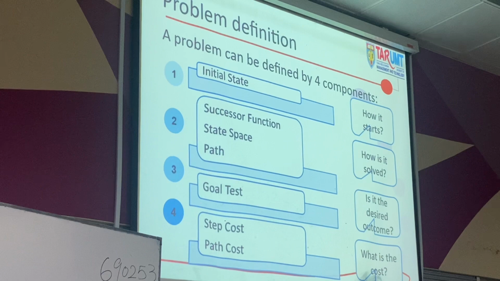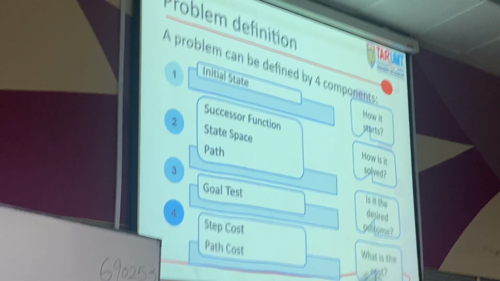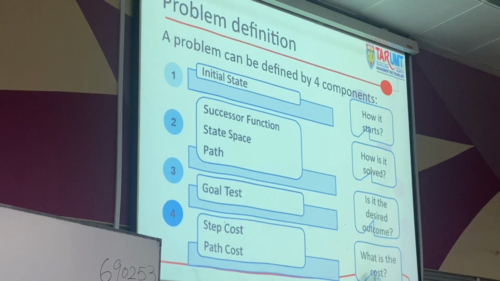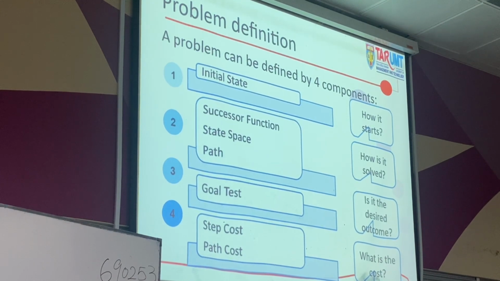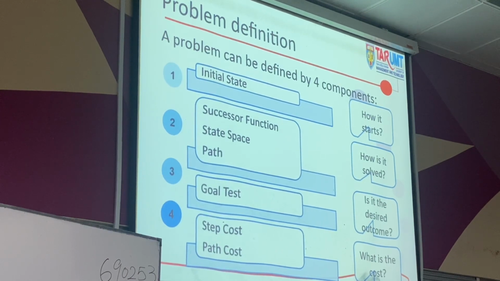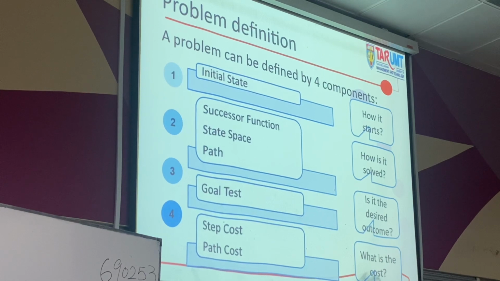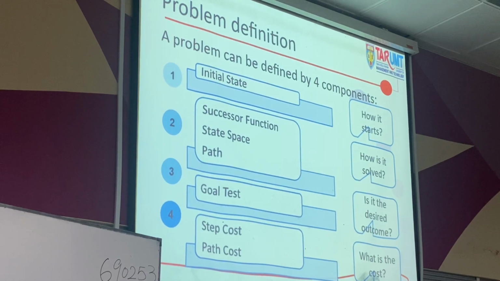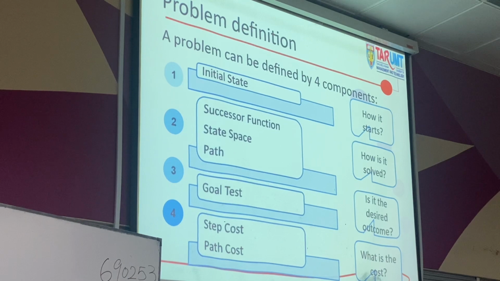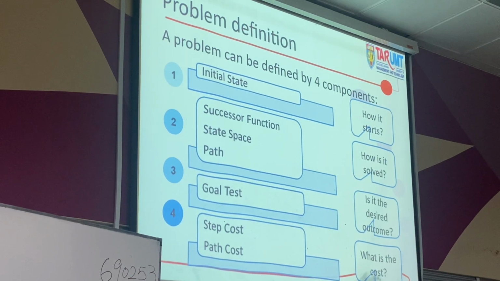For example, you start from this Thai UMT. So we have this node here. For the successor function, you have to define that Thai UMT can go to maybe Wangsa Maju. Okay, from Thai UMT you can also go to maybe DD Wangsa. Okay, from Thai UMT you can go to maybe Santo. In other words, it's a function that helps you to define all the possible movements from the current state to the next state.